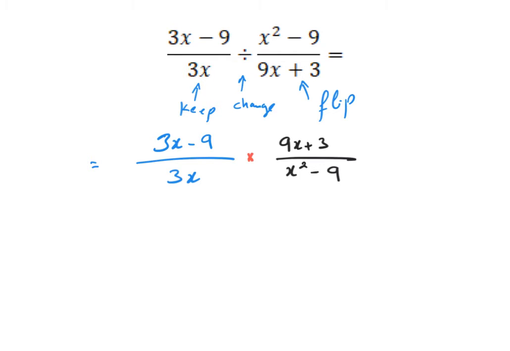So we need to factor, let's start with the first one, 3x minus 9. We factor 3x minus 9 by finding the GCF, the greatest common factor, and it's going to be 3. Now 3 will be a factor of x minus 3, because 3 times 3 is 9, and 3 times x is 3x, over 3x. And remember, here we're going to multiply again.